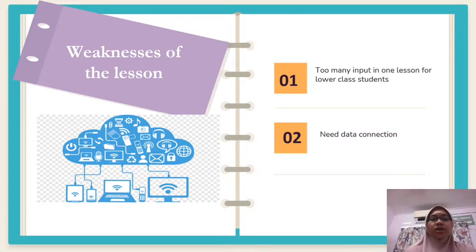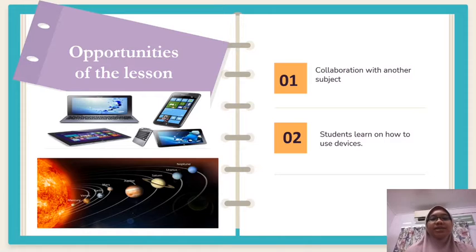Now we are going to move on to the opportunities of the lesson. The first opportunity is the collaboration with another subject. What I mean here is, even though this lesson is for the English subject, we can see that they also learn about the planets, Jupiter, Uranus. The planets are actually taught in the science subject.